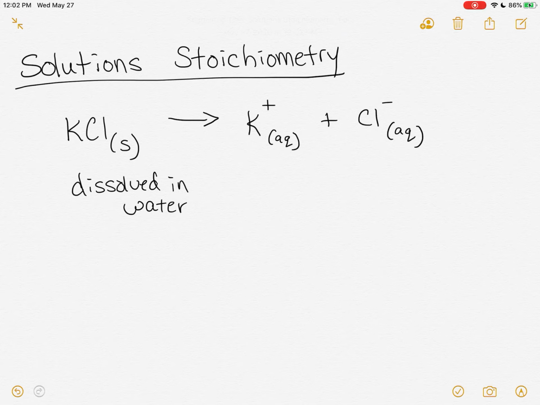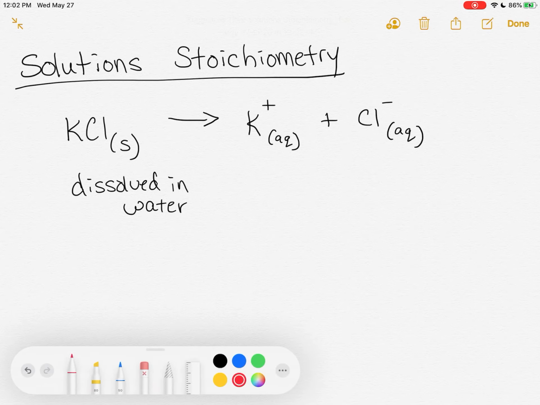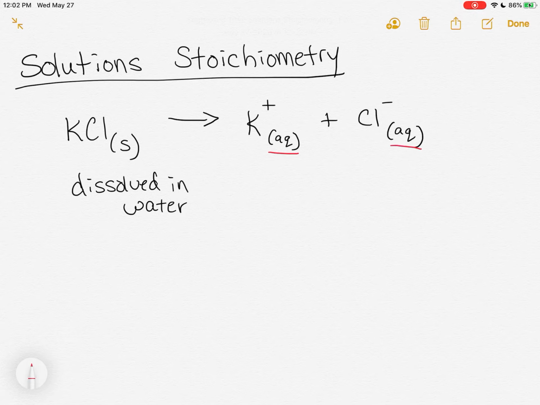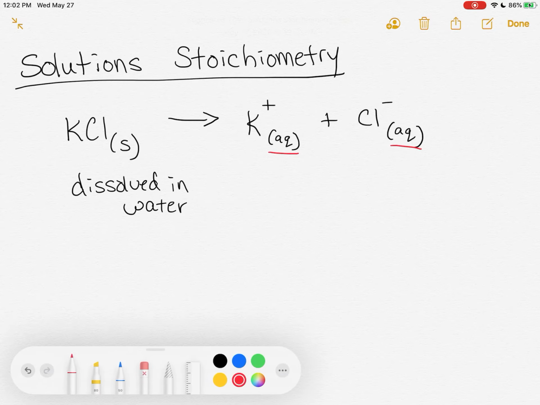Now, you'll notice that when we take that potassium chloride and dissolve it in water, we don't include water as part of that reaction, because water is not changing as part of the reaction. It's still H2O at the beginning, it's still H2O at the end. And so we know it's dissolved in water because of these aqueous states.